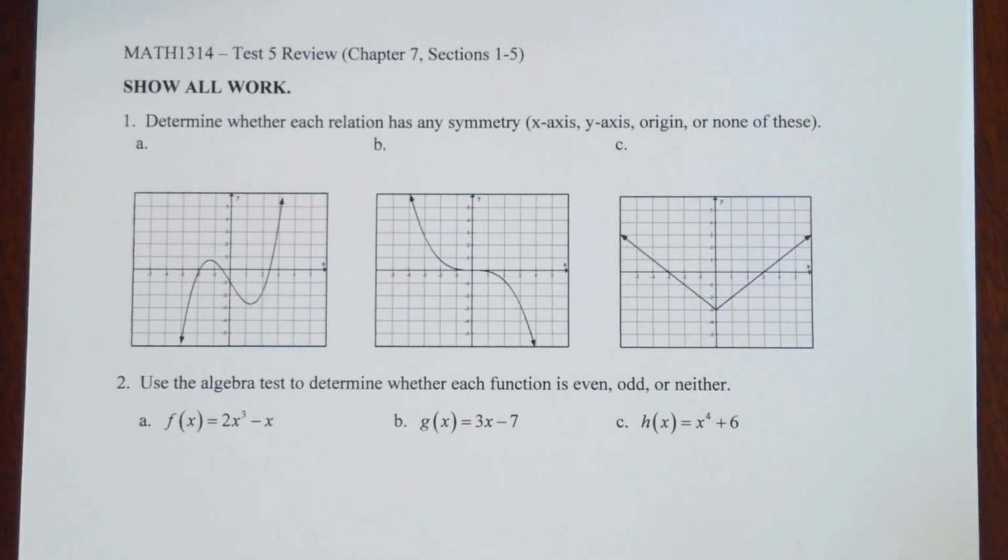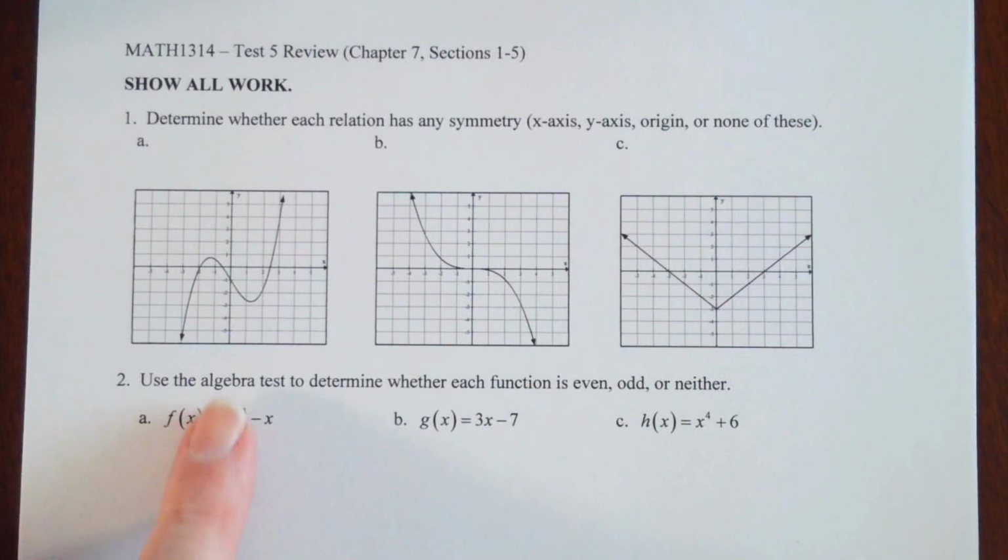Alright, in this video I'll be going over the first part of the Test 5 review. So let's go ahead and get started. It says determine whether each relation has symmetry, and what I mean by that is either x-axis symmetry, y-axis symmetry, origin symmetry, or none of these three.